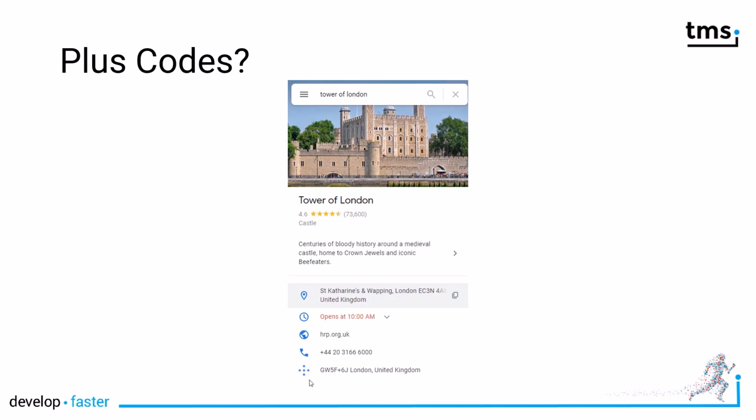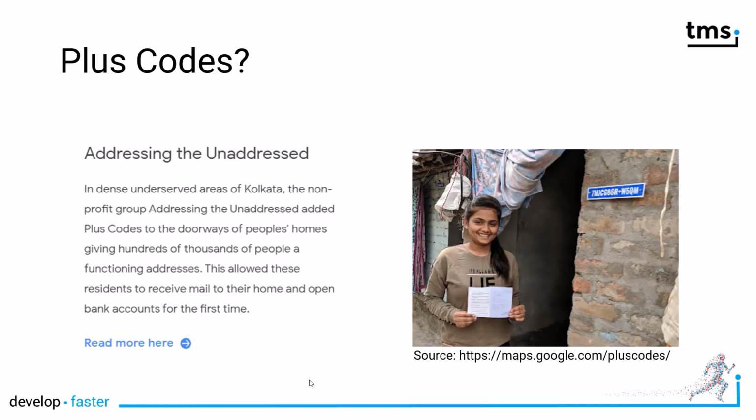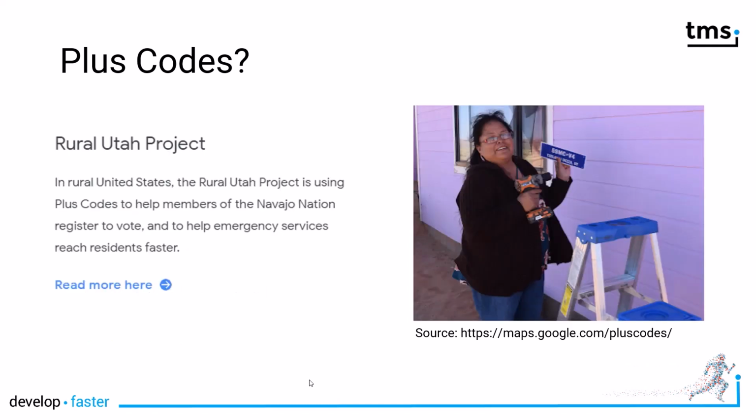You only need to provide this string and not the latitude or longitude or any other complicated information, just that code. The cool thing is that many organizations already use these things for emergency services, or just like you see here, the people of Calcutta who do not have street addresses can use these codes in order to place their home on the map. Another example is the Rural Utah Project, which helps members of the Navajo Nation to register to vote and to provide emergency services to them, because it makes it easier to identify where their house is.